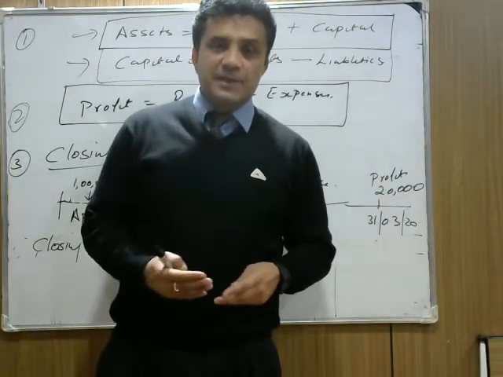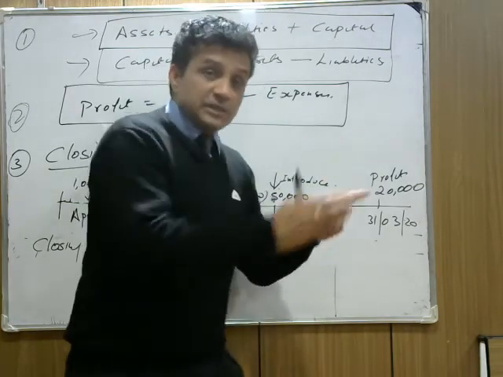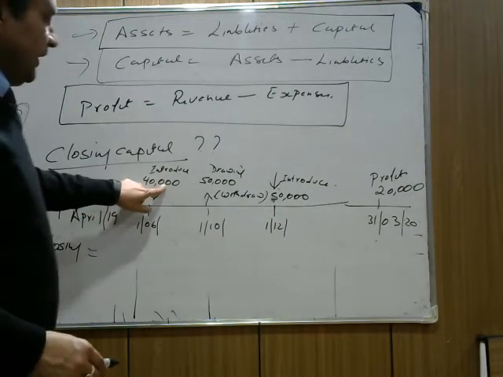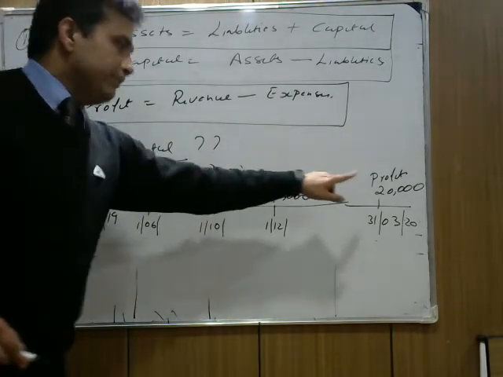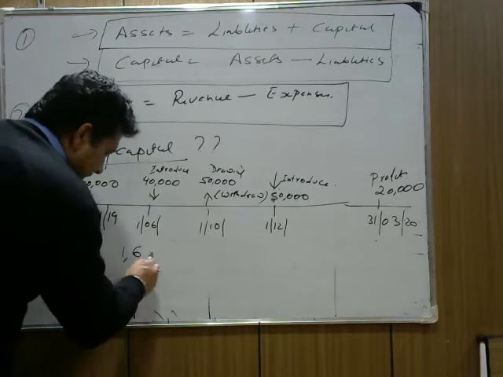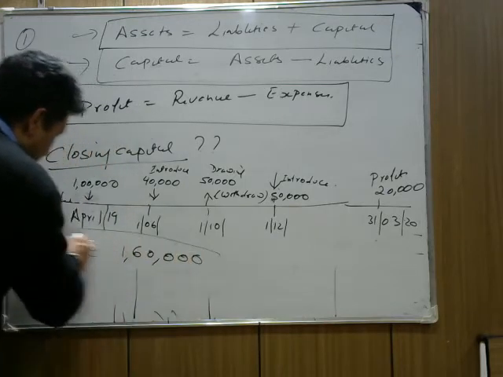What does profit do? Profit increases the capital. Suppose we get a loss, the loss will decrease the capital. So your capital is 1,40,000 minus 50 plus 50 plus 20, it makes 160,000. Now check again: 1 lakh plus 40, 1,40,000, minus 50,000 drawing, it makes 90, plus 50 is 140, plus 20 is 160. I hope it's clear. So the closing capital is 1,60,000 rupees.